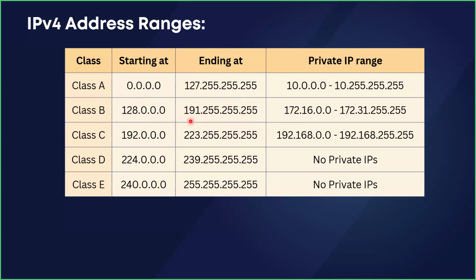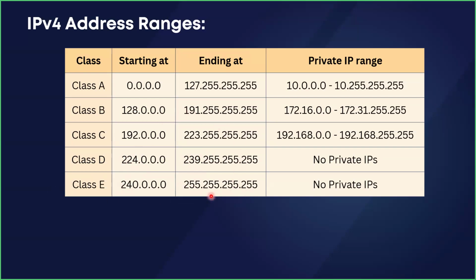And from 128, it goes all the way up to 191.255.255.255. And since it's ending at 191, class C starts at 192.0.0.0. And from 192, it goes up to 223.255.255.255. And since it's ending at 223, class D starts at 224. And from 224, it goes up to 239.255.255.255. And since it's ending at 239, class E starts at 240. And from 240, it goes up to the last IP, 255.255.255.255.